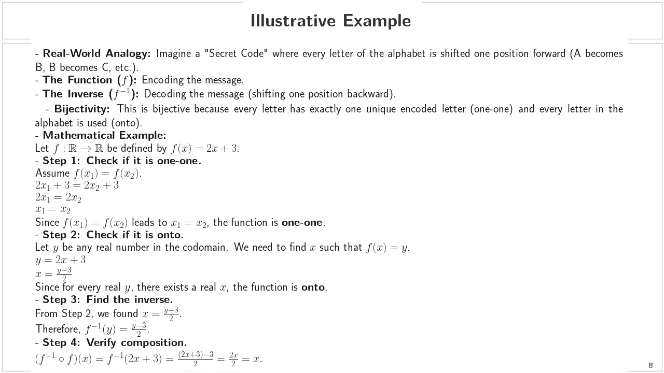Finally, in step 4, we verify this result using function composition, which we introduced in the previous slide. We want to see if applying the inverse to the original function returns us to our starting value. We calculate f inverse of f of x by substituting the original function into the inverse. We get f inverse of 2x plus 3. Plugging this into our inverse formula, we have (2x plus 3 minus 3) divided by 2. The positive and negative 3 cancel each other out, leaving us with 2x divided by 2, which simplifies to x. This confirms that our inverse function correctly reverses the operation of the original function.